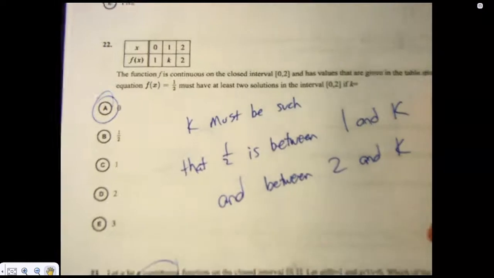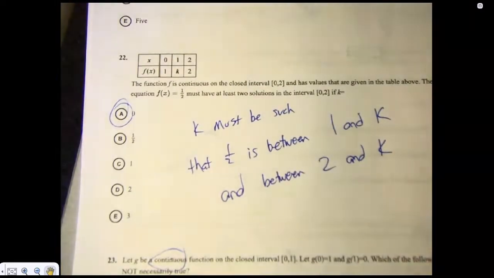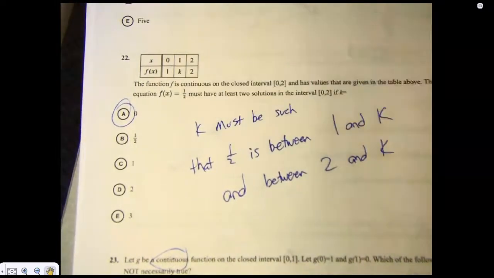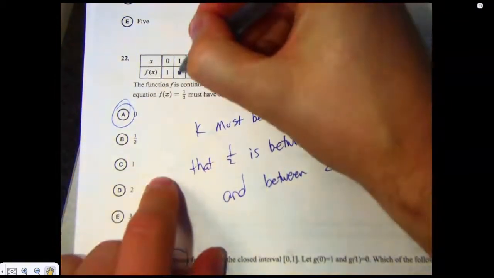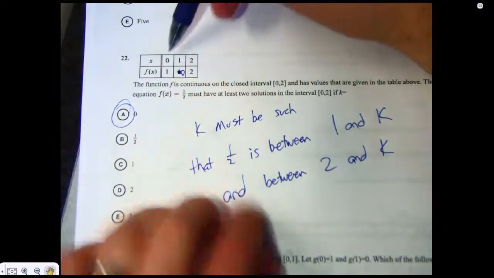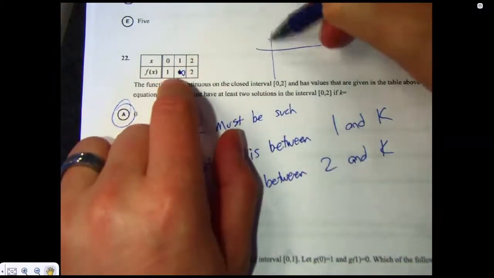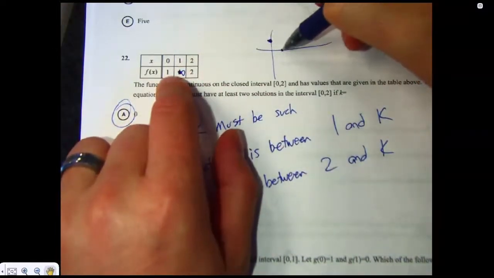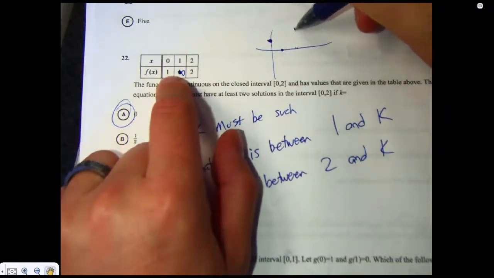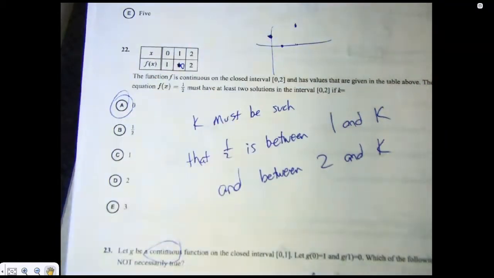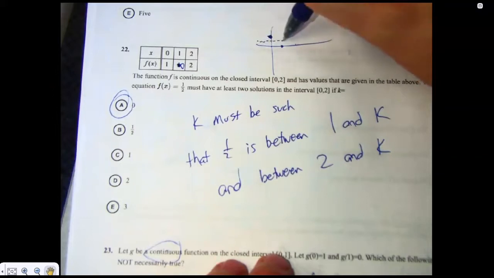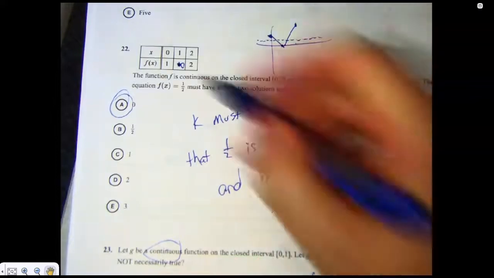22, more intermediate value theorem stuff. If f of x equals a half is going to have 2 solutions, then, okay. So I'm just going to try the answer. If I put 0 there, well then 0, 1, 1, 0, 2, 2. I need 2 solutions for the line y equals 1 half. 1 there and 1 there.